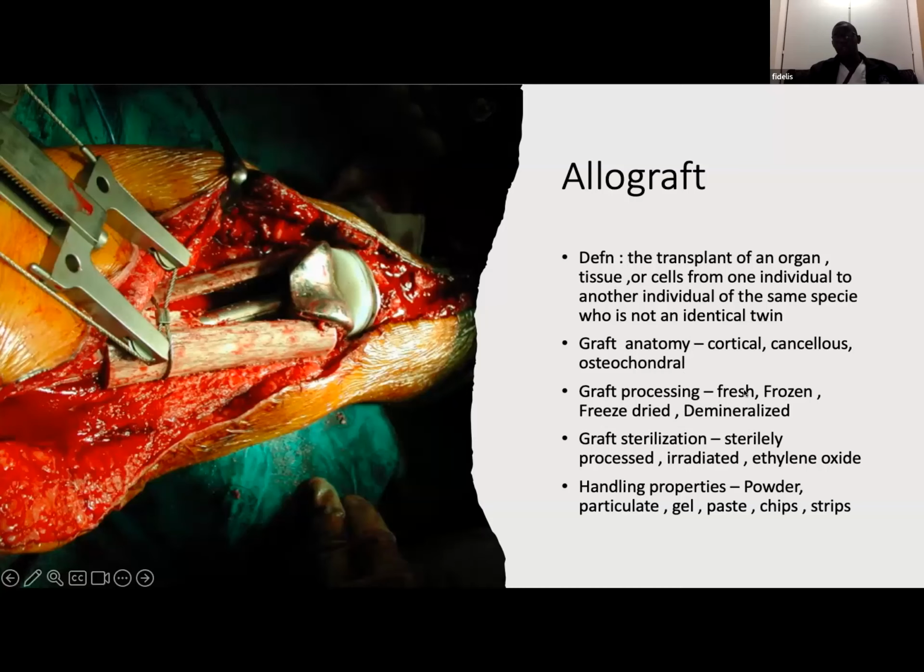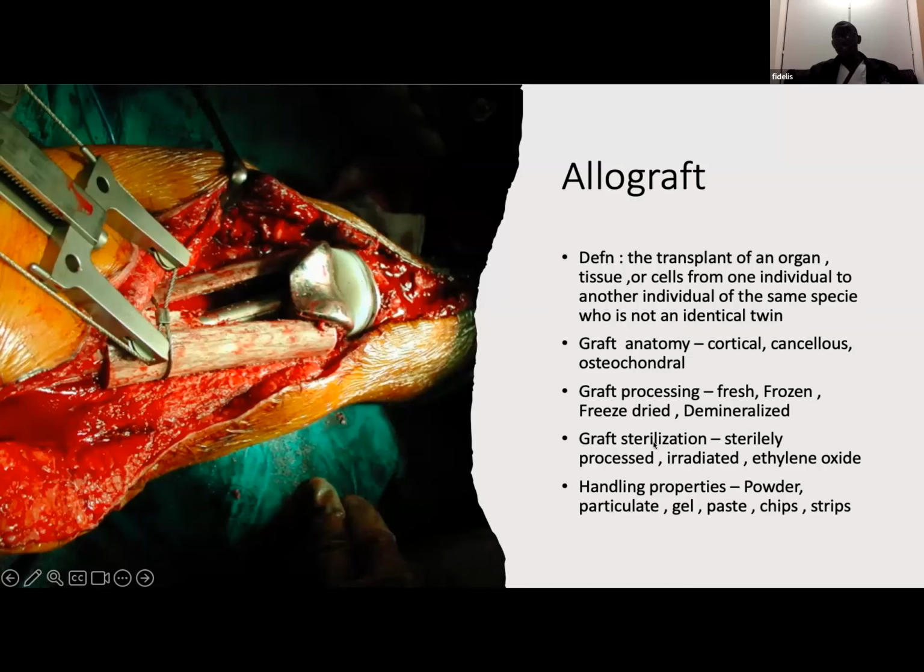So you do get fresh allografts, and then you get frozen, freeze-dried, and demineralized bone matrix. Fresh allografts are not commonly used because of the risk of disease transmission, as well as availability. But frozen and freeze-dried, in our case most of the time we are using freeze-dried, which is your bone chips and so on. And then you also get demineralized bone matrix, and I'll talk about it a little bit later on.